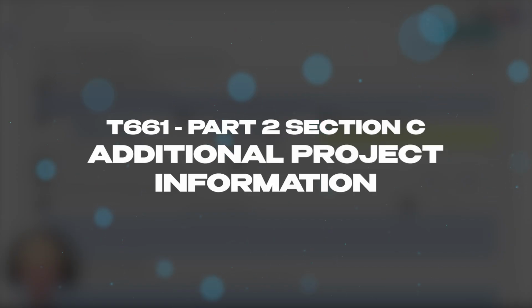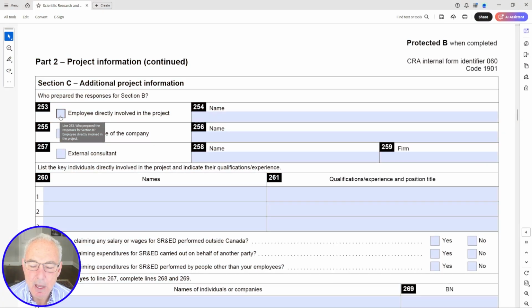We're now in part 2, section C, and this is still for the specific project that you're working on. You'll need one of these for each of the projects that you're working on. So let's go have a look and see what we need to complete here. The first thing is that we need to show who prepared the response. I'm going to put that I prepared it.